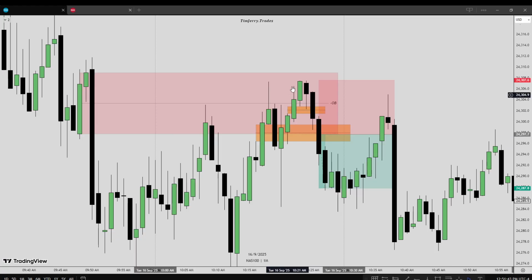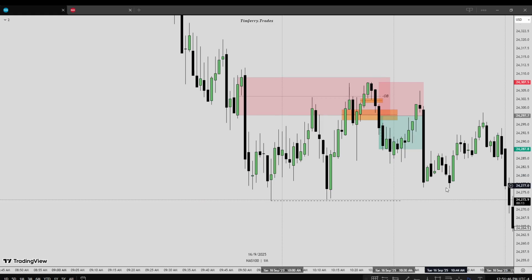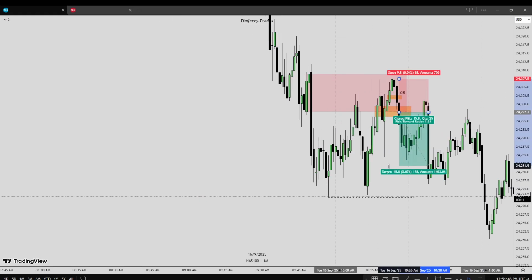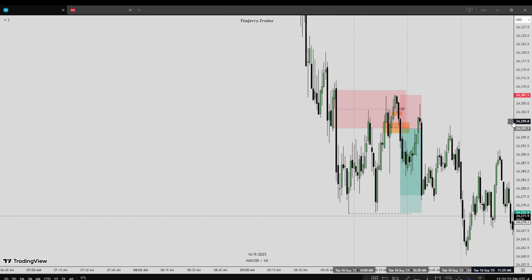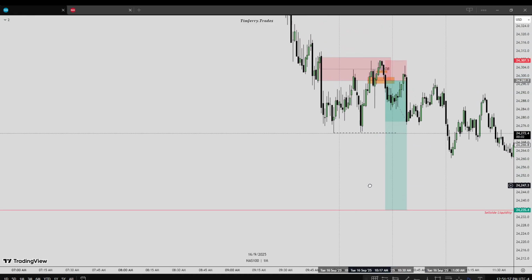As we're going below that consequent encroachment, my stops are at this high. I just felt that fairly enough, we were still going to become bearish. And then my first take profit is this sell side, these equal lows, and then the same area target right there.